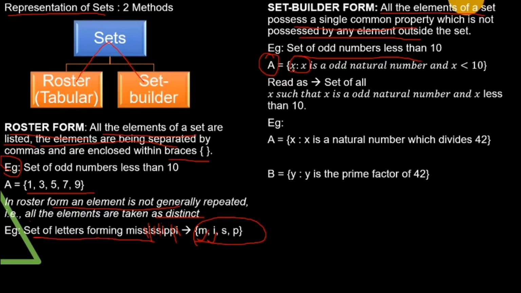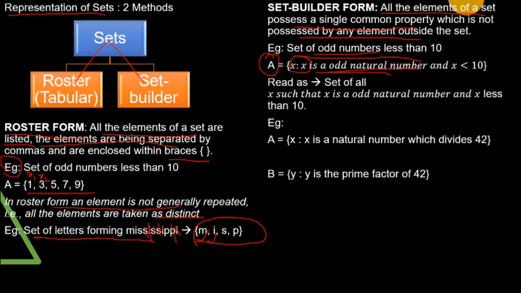Each element inside your set is represented by small letters. That is, I can say this is x1, then x2, this is x3, x4, x5. Each element is represented. That is, you can say x1 equal to 1, x2 equal to 3, x3 is equal to 5, x4 is equal to 7, x5 is equal to 9. Now next, x such that x is an odd natural number. So you write it from the question itself. Odd natural number. And what is the condition? That element is less than 10.